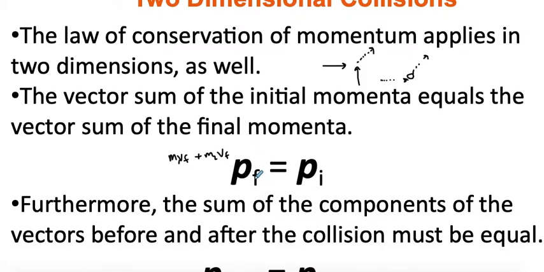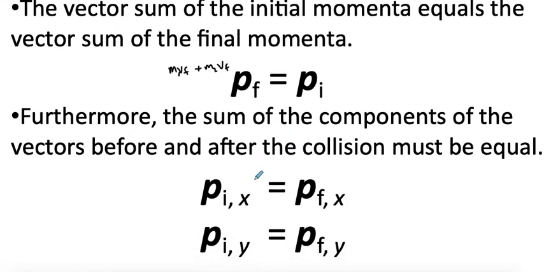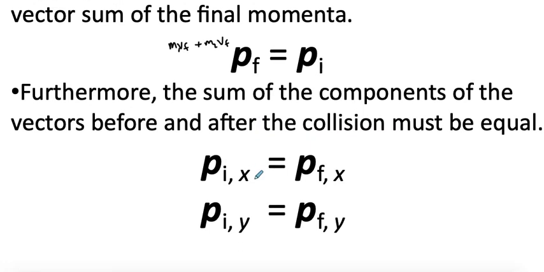Okay, so then again, this is talking vectors here, so we have to have the initial components equal to the final components. So these would be the initial x components, the final must equal the initial, and the y components, the final must equal the initial.